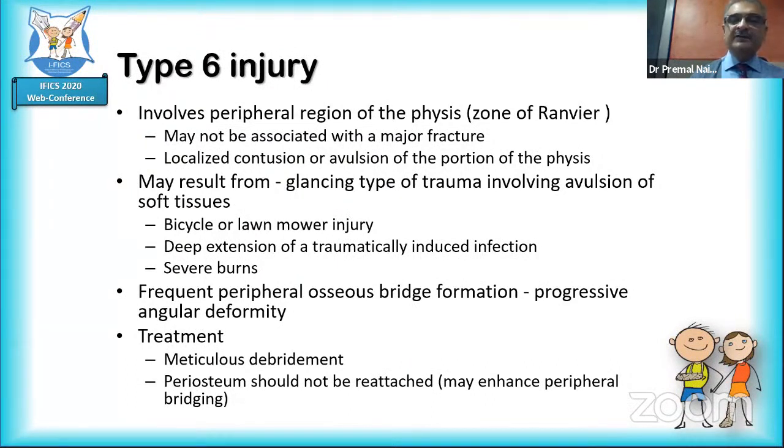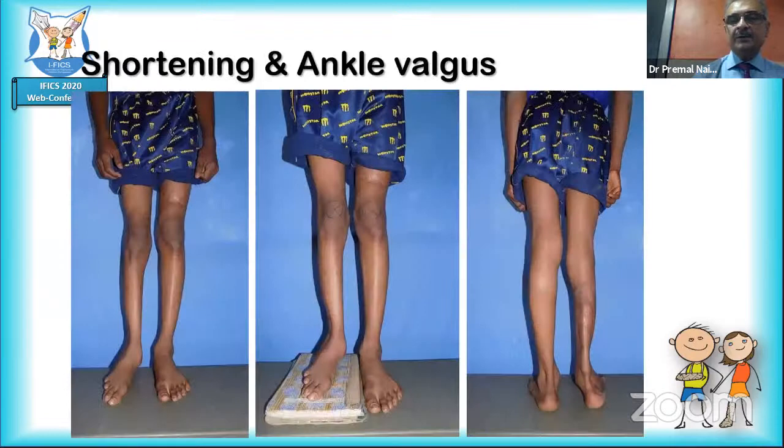Frequent peripheral osseous bar formation is likely, and that can lead to progressive angular deformity, because it is always a lateral or a medial bar. The treatment recommended is meticulous debridement, but you should not suture the periosteum back, because if you suture it, there are very high chances that peripheral bleeding will take place. There is very little literature available for this type of fracture.